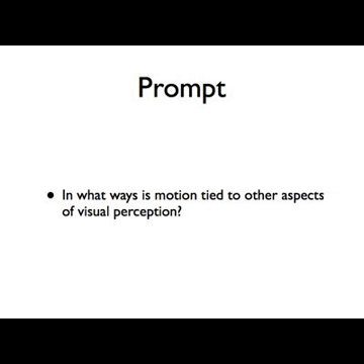So what I want you to do is take out a piece of paper or the corner of your notes. It's okay if you type this on your computer, you're not going to hand it in or anything. We're going to write for 2 or 3 minutes on this question: In what ways is motion tied to other aspects of visual perception? What other information does motion give us other than that something is moving in the environment?